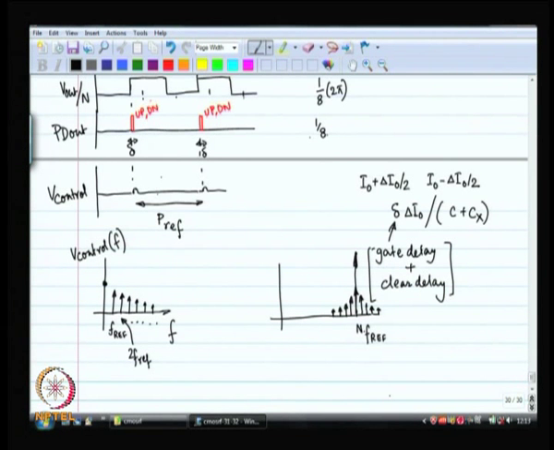Where are those tones going to come at? The tones are going to come at precisely n minus 1 times F ref, n plus 1 times F ref, n minus 2 times F ref, n plus 2 times F ref, and so on. Right. So, these are the components that you are going to see at the output of the VCO.